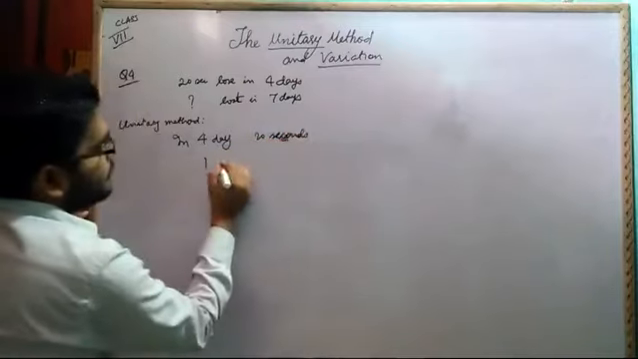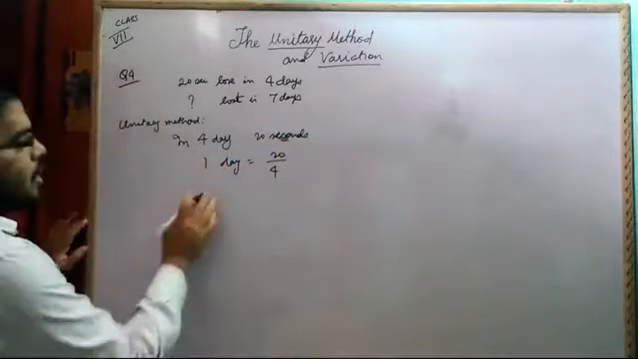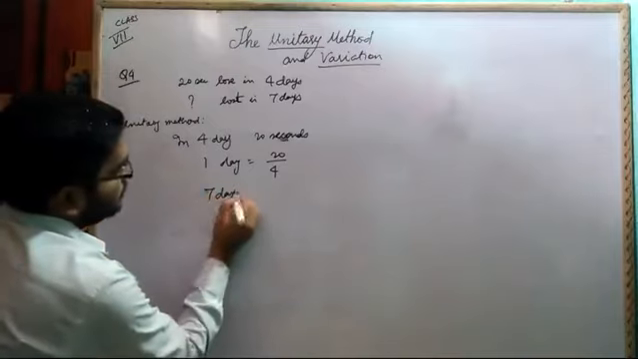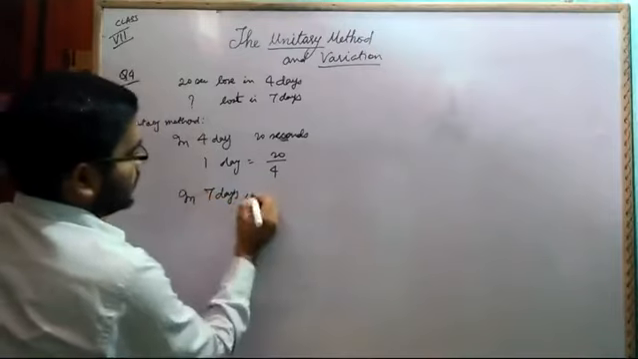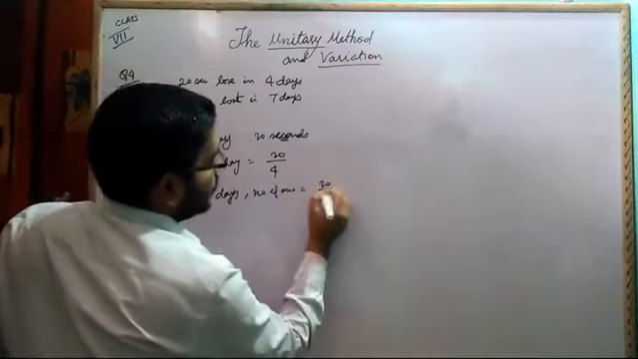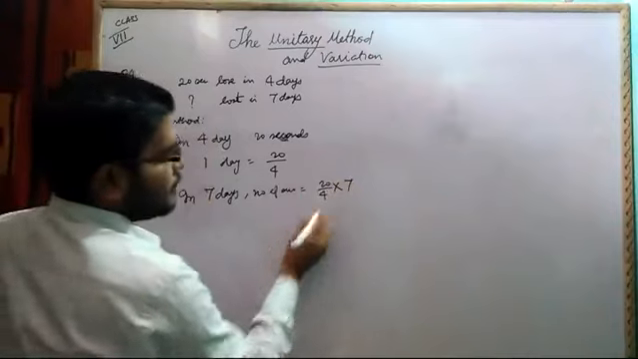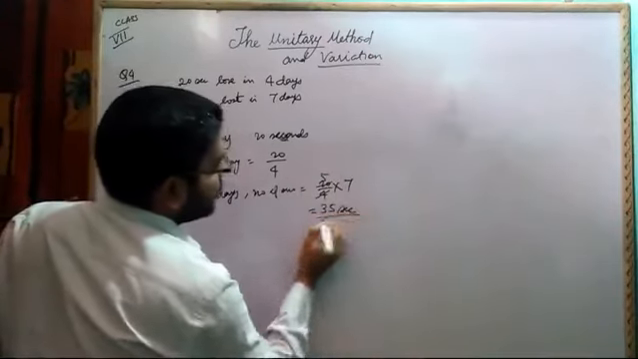So in 1 day, how many seconds? 20 by 4. Now in 7 days, how many seconds? In 7 days, the number of seconds will be equal to 20 by 4, already given, into 7. You have to multiply by 7 there. 4 5s are 20, so 35 seconds.